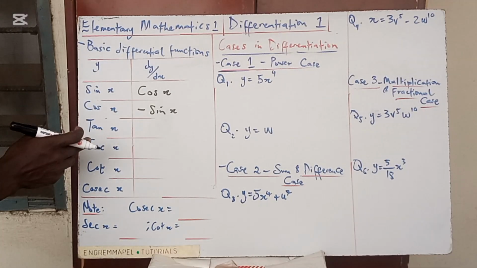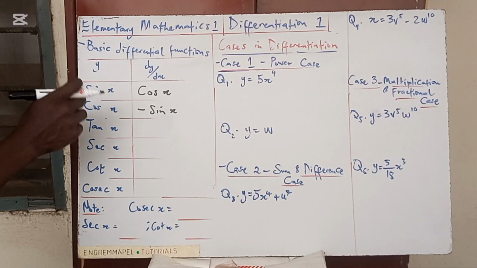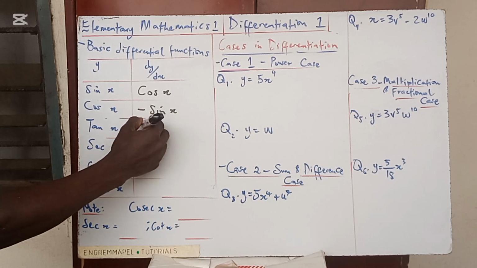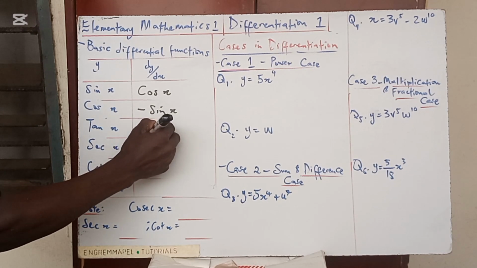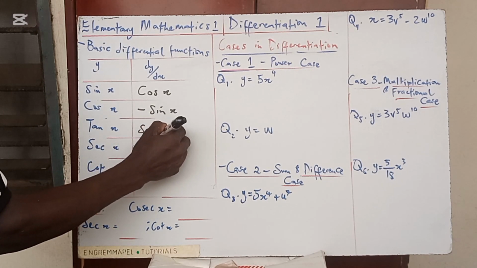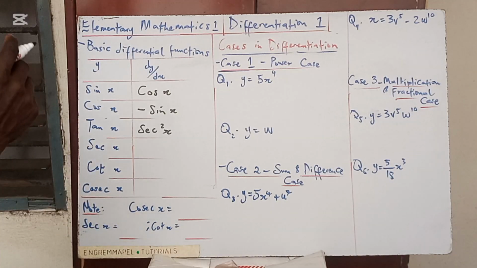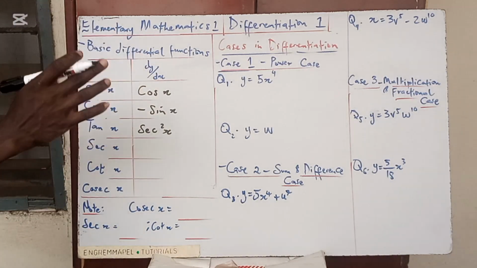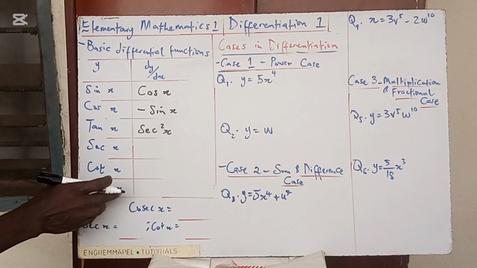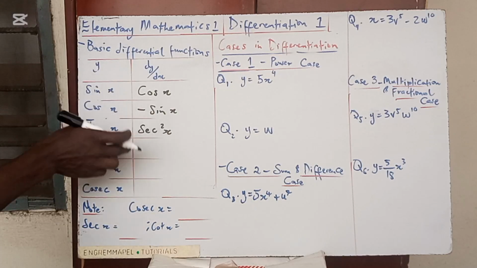Now for tan x, if you differentiate tan x, it's going to give you sec square x. Are we following now? So it's going to give you sec square x. So these are the three main functions. Then these others are the inverses of these.